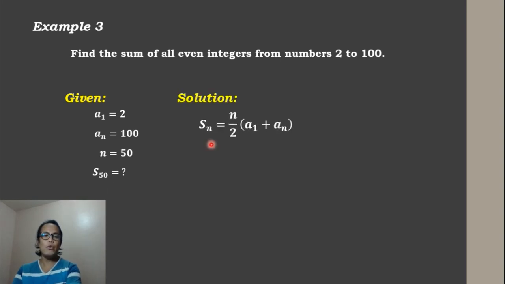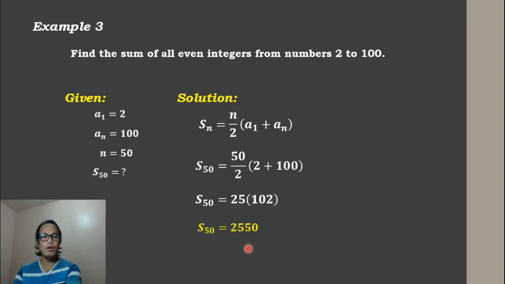So for the solution, we use the first formula, S sub n equals n over 2 times the quantity of a sub 1 plus the a sub n. So we substitute. S sub 50 is equal to 50 over 2 times our first term is 2 plus the last term, or a sub 50, is 100. So 100 plus 2 will give us 102. Then multiply this one to 25 is of course 2,550. So as you have observed, we have the same value, 2,550, as using the second formula.